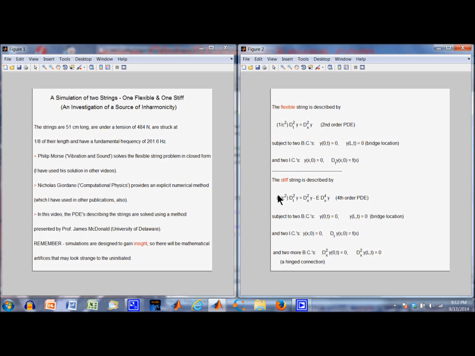The stiff string is described by a fourth order differential equation, which is the same as this one, except for this extra term. It has two extra boundary conditions. The second partial derivative at each end is held at 0, which is indicative of a hinged connection.